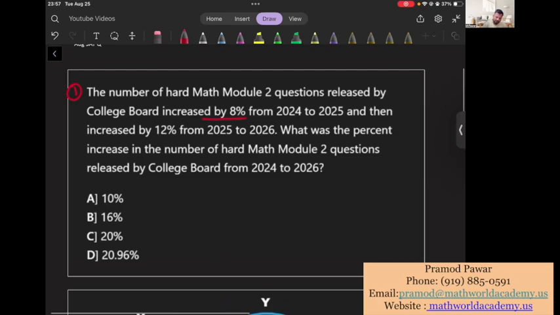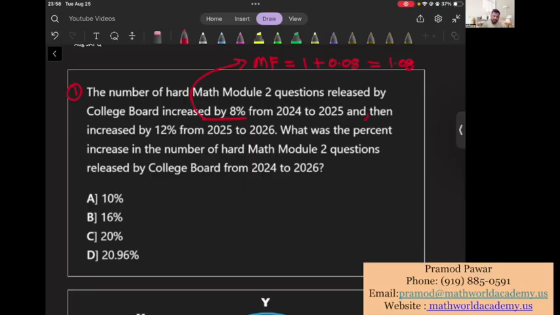So the multiplication factor for this change would be 1 plus, because we are increasing. If it was a decrease, we'd subtract. So plus, and convert that percentage 8% into a decimal value. The decimal value corresponding to 8% will be 0.08. So that gives you the multiplication factor for the change, which is 1.08. That's the first piece of information we have. Let's continue reading the problem.